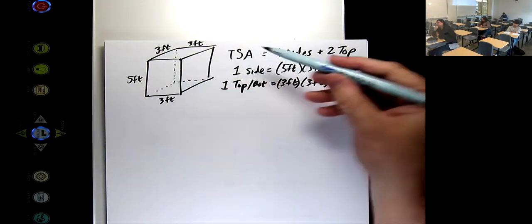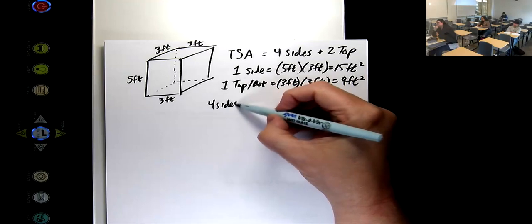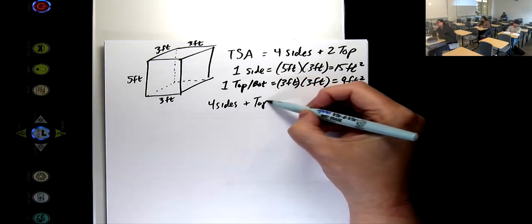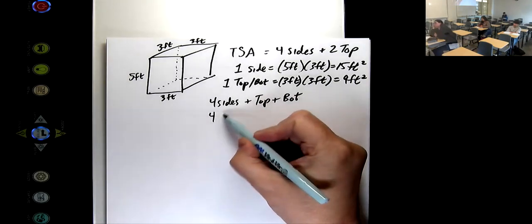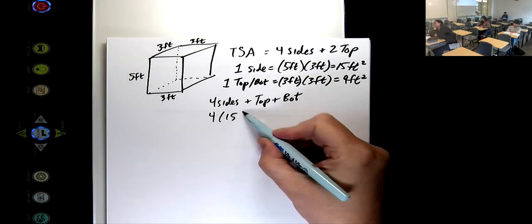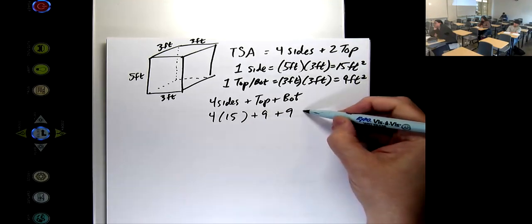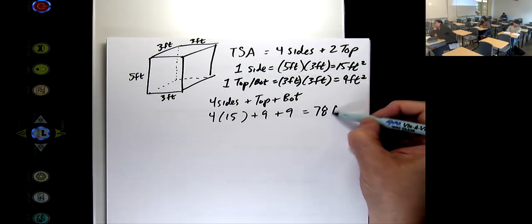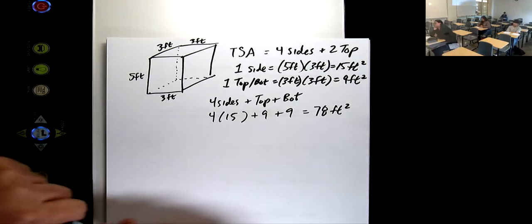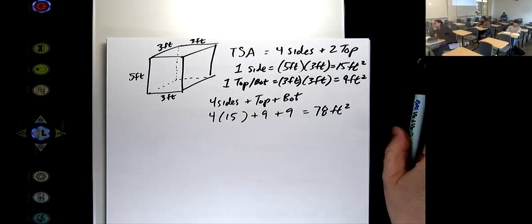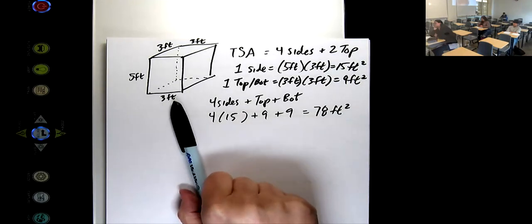Now there are 4 sides, so I need to do 4 sides plus the top plus the bottom, which is 4 times 15 plus 9 plus 9, which is 78 square feet. You can do them one at a time if it helps. The box like this is easier to picture than a cylinder.